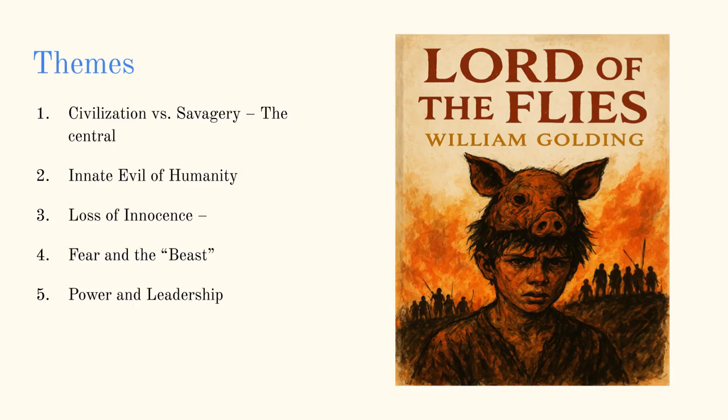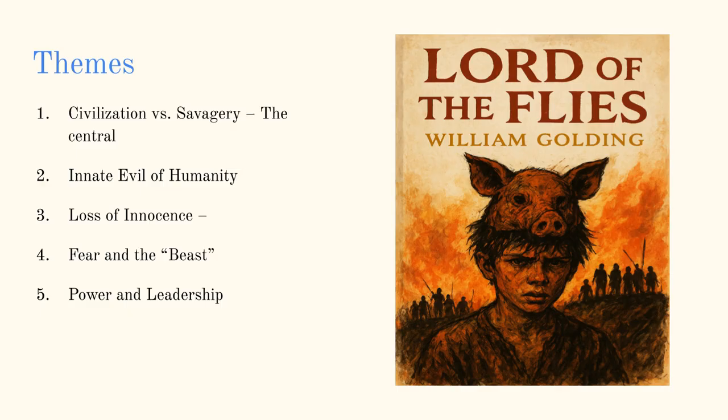Further, we saw the major themes of the novel. Civilization versus savagery is the central theme of the novel, where we saw two groups: the first group is Ralph's group and the second group is Jack's group. This shows that Ralph's group believes in civilization, whereas Jack's group believes in savagery, the innate will of humanity.